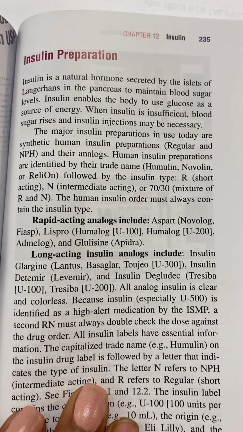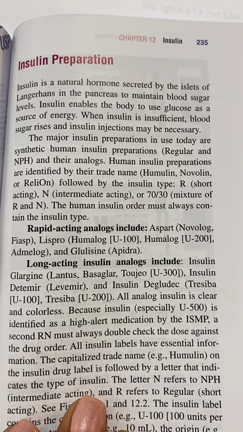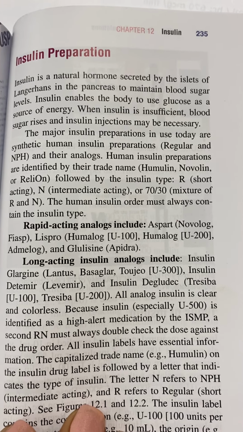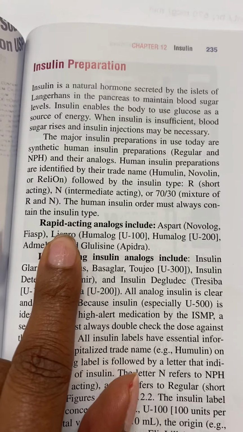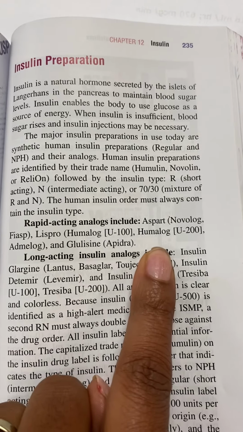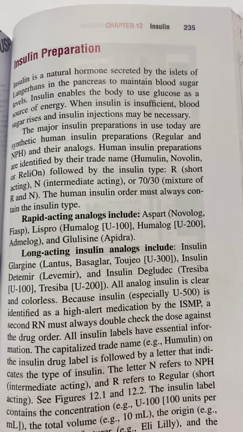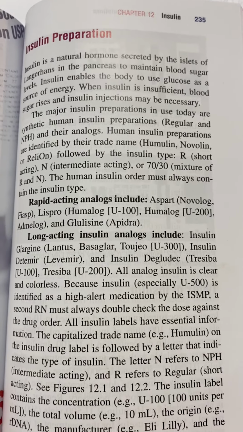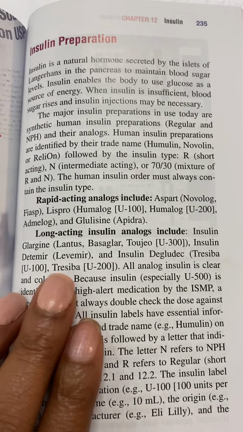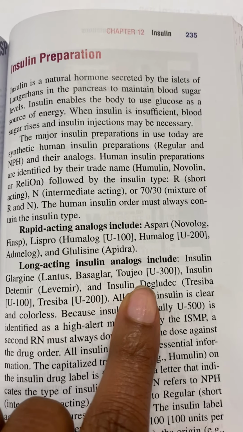The major insulin preparations in use today are synthetic human insulin preps, whether it's regular or the NPH, and their analogs. I want you to zero in on the rapid-acting analogs, which include Aspart, Lispro, Humalog, and Glulisine. The long-acting insulin analogs include insulin glargine, insulin detemir, and insulin degludec.